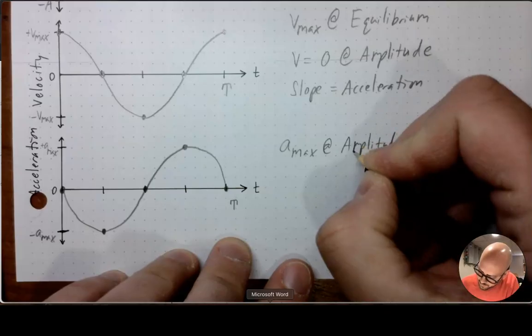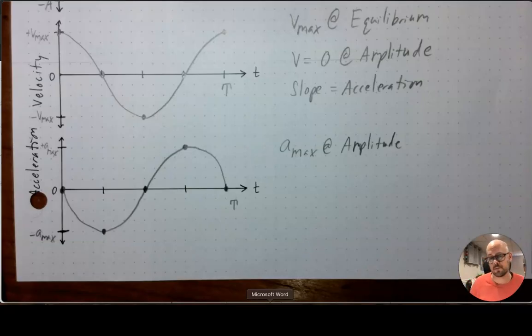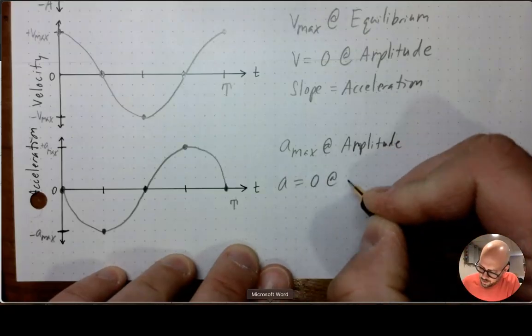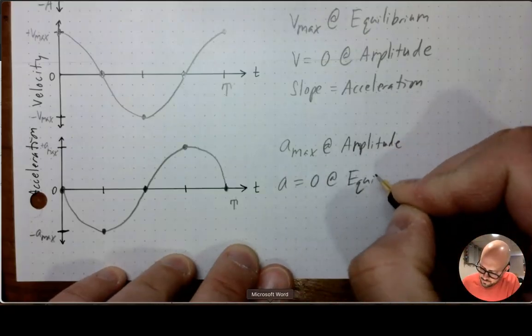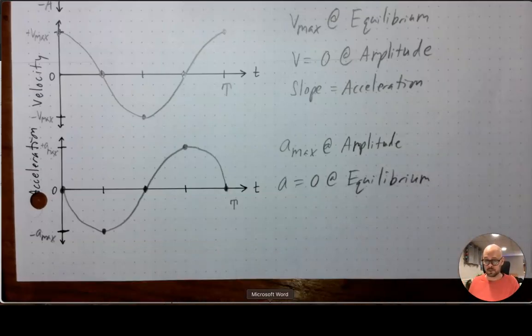I'm using amplitude as a shorthand here, right? We mean that when it gets to its maximum displacement, that's when it has its maximum acceleration. And then acceleration equals 0 at equilibrium. So when the object is passing through equilibrium, it's going as fast as it's ever going to go, but it also has a 0 acceleration.